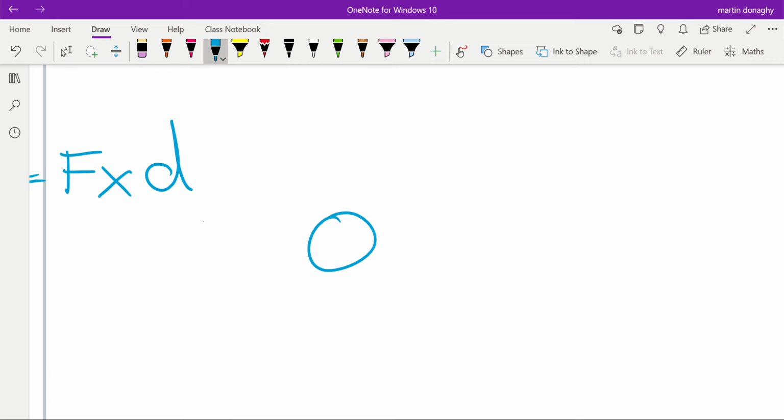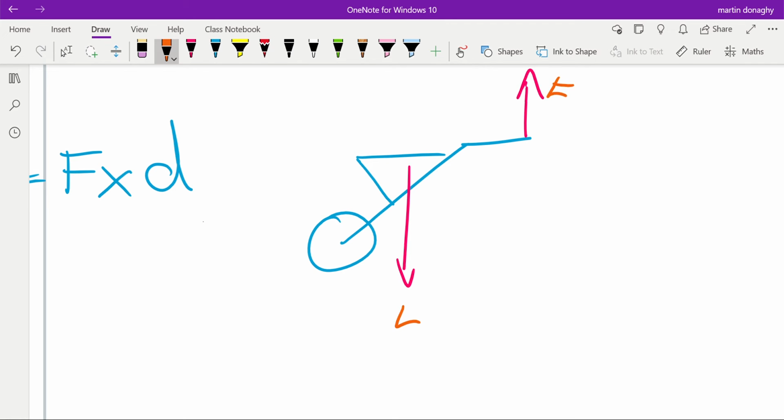Well, we would have done questions involving wheelbarrows. It is a wheelbarrow last year. And we would have had our distances, so this is a load, this would be the effort, and we'd have this distance here, and the distance from there to there would be the distance of the effort. They're perpendicular distances, where the line of action of the force makes a right angle with the distance from the pivot.